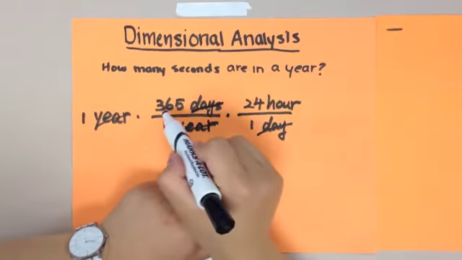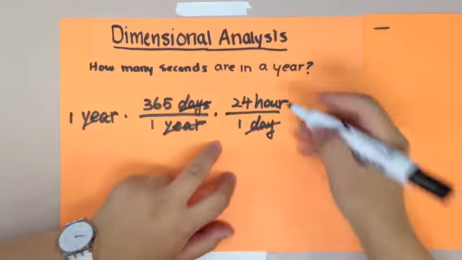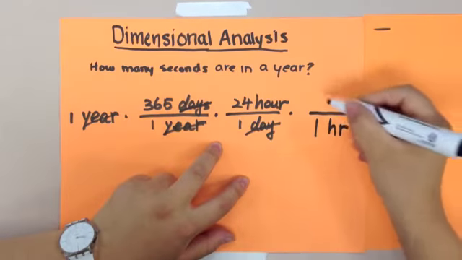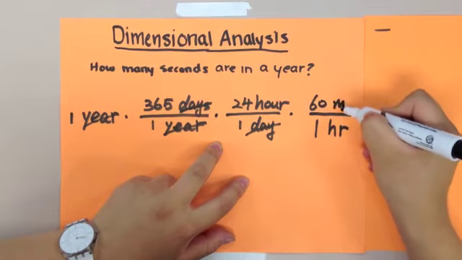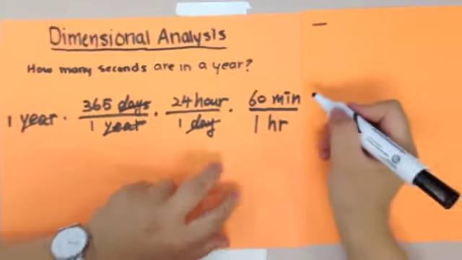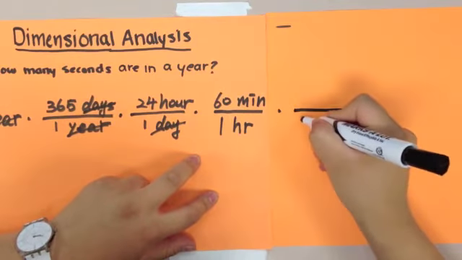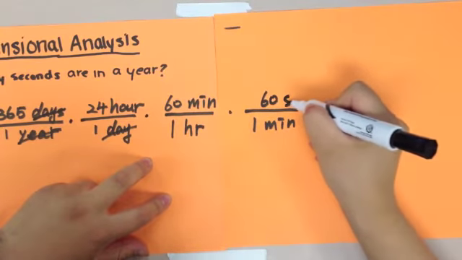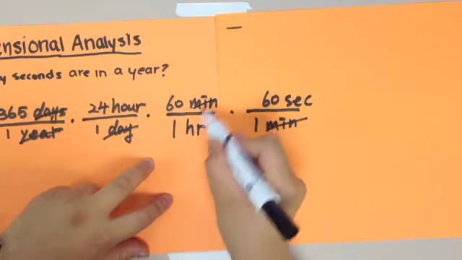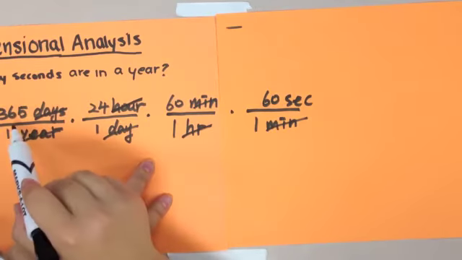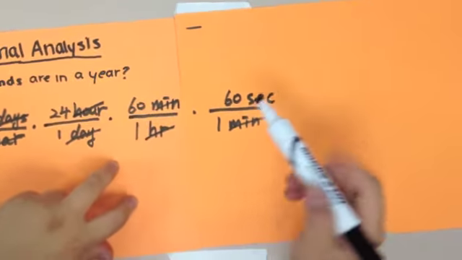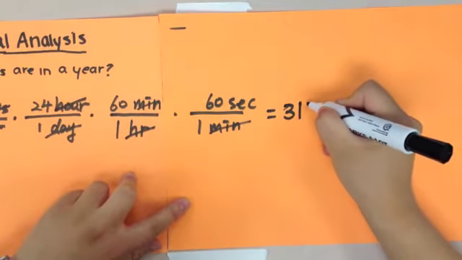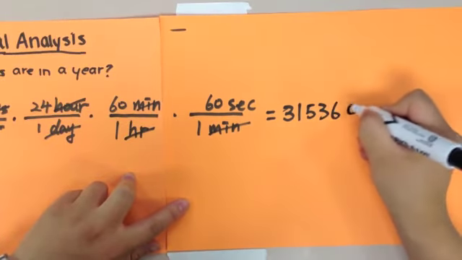Now we use 365 times 24. We know how many hours there are in a year. Then we go from 1 hour to 60 minutes. And then similarly, we go from 1 minute to 60 seconds. So we can cross out the minute, cross out the hour. Now we use 1 times 365 times 24 times 60 times 60. Then we have the final answer, which is 31,536,000 seconds in a year.